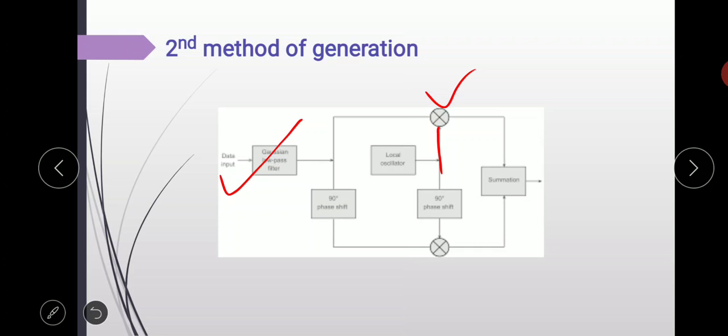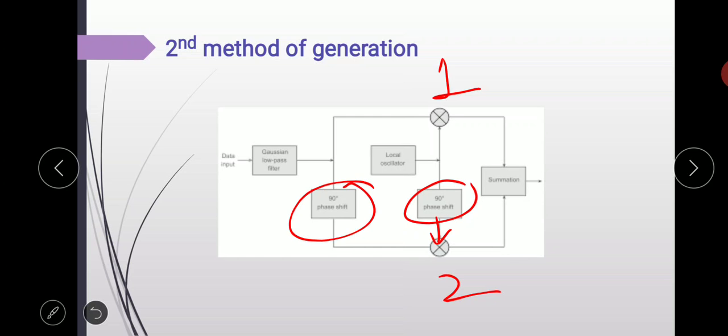Like this, to the other input of this modulator, the carrier signal is applied directly as it is generated, and to the second, here we can write 1, 2. The second product modulator has, at its other input, a 90-degree phase shifted carrier. The term quadrature means that the phase of a signal is in quadrature, or 90 degrees, to another one. So here we use a 90-degree phase shifter, and because of that it is named quadrature.